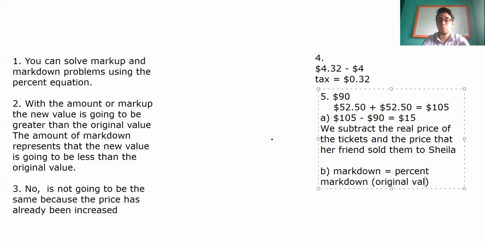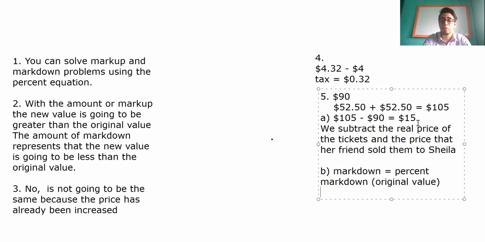But the original value is going to be 90, right? Sorry, the original value in this case is not going to be 90, because 90 is the price with the discount her friend gave her. The original value is the price you can find the tickets, okay? So when you have this, you only replace the markdown, you already have it. They are $15. And the other part you have is the original value.